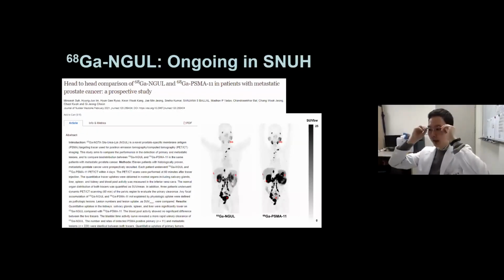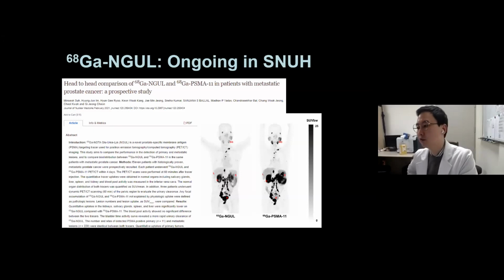As I have mentioned earlier, we are now conducting a clinical trial for adapting a new PSMA agent, which is named NGU, also targeting the PSMA. And we have recently published an article for the head-to-head comparison study with NGU and PSMA 11 in the same patient.